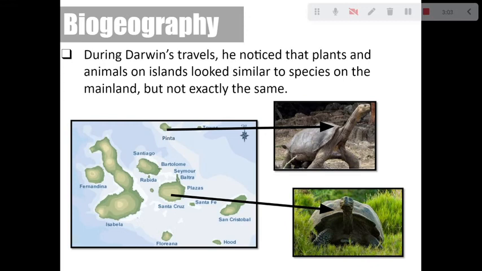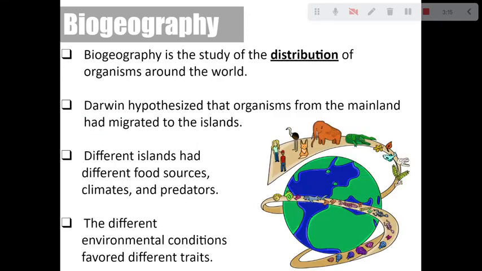Now, we are into biogeography. So, during Darwin's travels, he noticed that plants and animals on the islands look similar to species on the mainland, but not exactly the same. Biogeography is the study of the distribution of organisms around the world. Darwin hypothesized that organisms from the mainland had migrated to the islands. So, different islands had different food sources, climates, and predators. The different environmental conditions favored different traits.